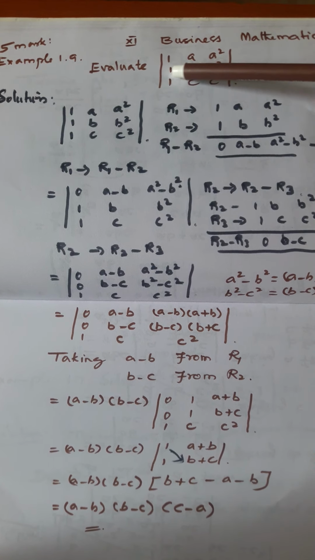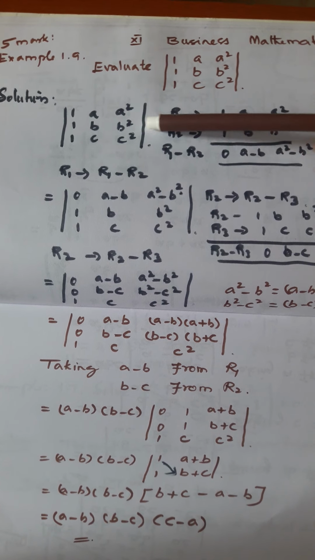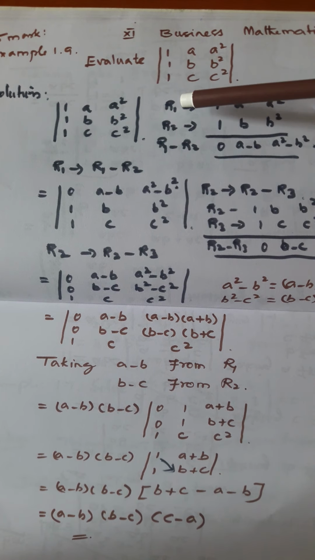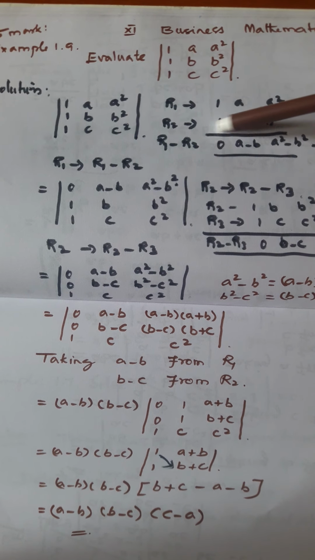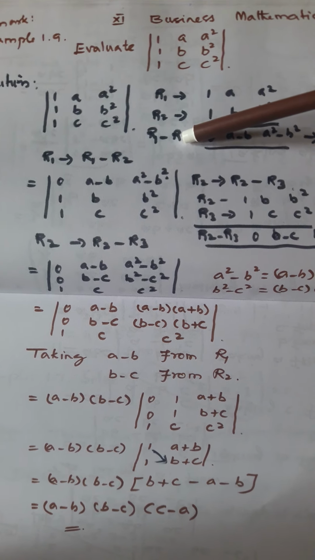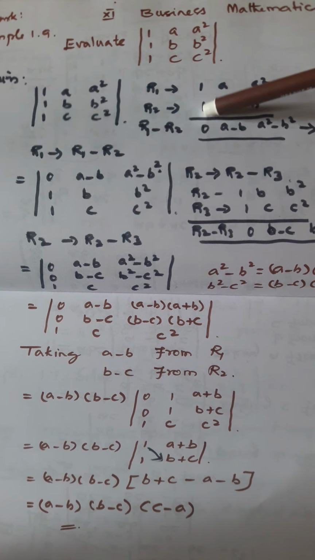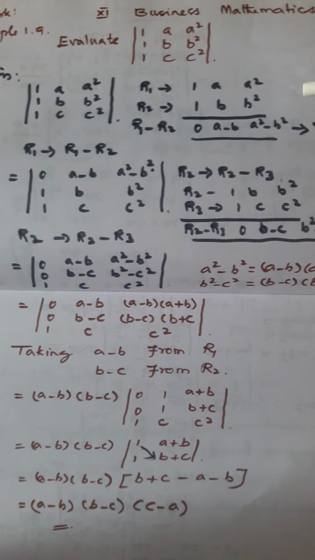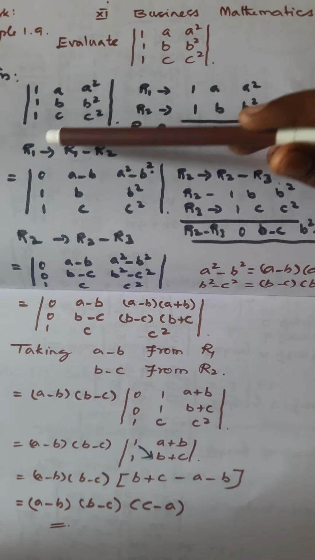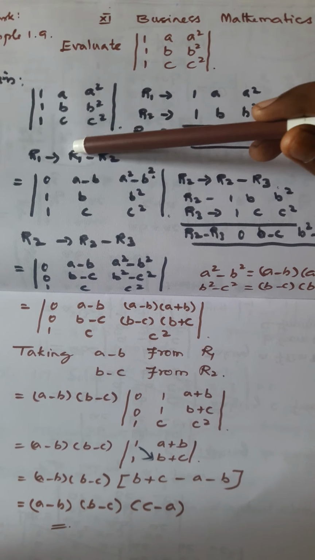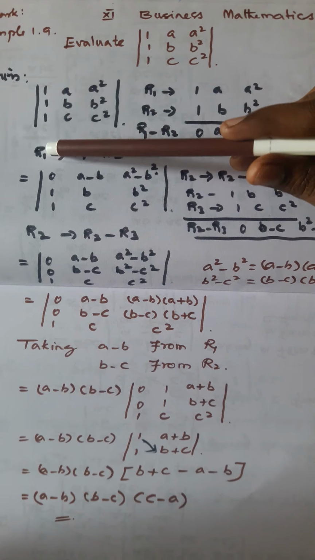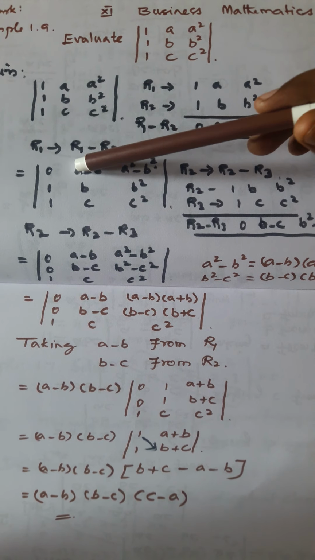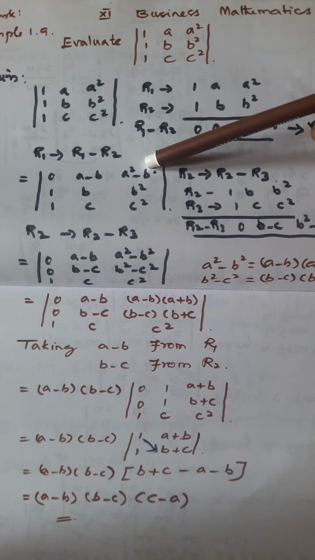Only thing you should know is the formula of a square minus b square. So the determinant here, it is your R1, row 1, row 2, row 3. So I am taking R1 and R2, normal subtraction, R1 minus R2. What is your answer? 1 minus 1 is 0, a minus b, a square minus b square. So that is your new R1. So here I have written R1 tends to R1 minus R2. This is read as tends to, is going to change. So 0, a minus b, a square minus b square.